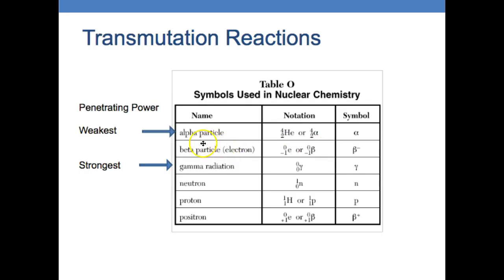So on the chart, alpha, if you look at the mass, is 4, charge is 2. So the top number is the mass, bottom is the charge, just as we've been talking about all year. Beta particle mass is 0, charge is -1. Gamma, no mass, no charge. As far as being able to penetrate through substances, alphas are the weakest, gammas are the greatest. I remember GG, gamma is the greatest. So alpha weakest, gamma greatest.